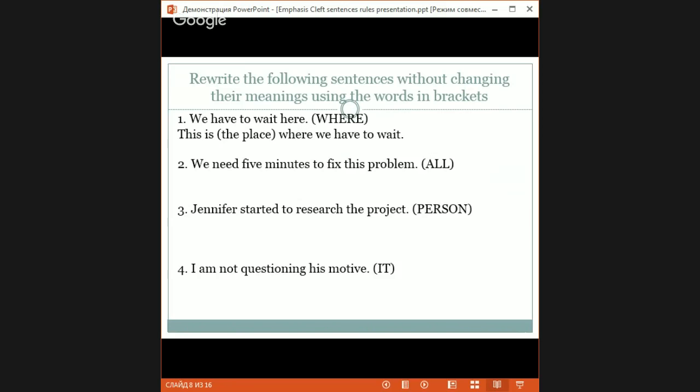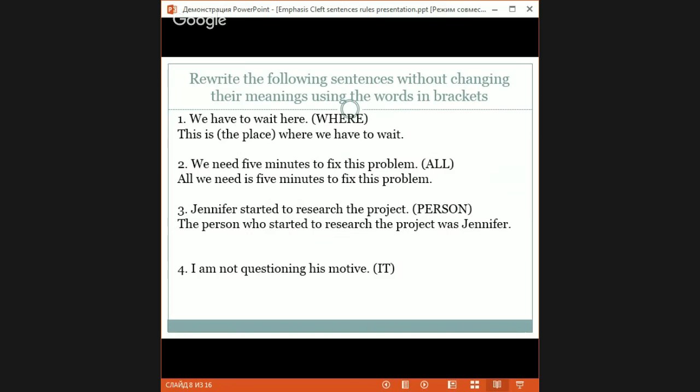This is the place where we have to wait. We need 5 minutes to fix this problem. All we need, a very common phrase, is 5 minutes to fix this problem. Jennifer started to research the project. The person who started to research the project was Jennifer.